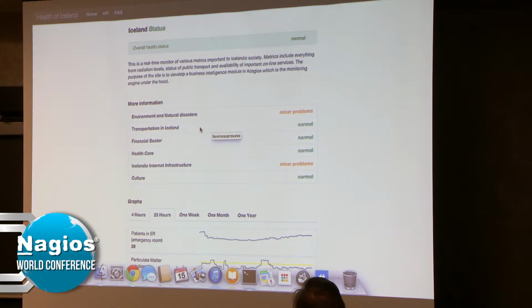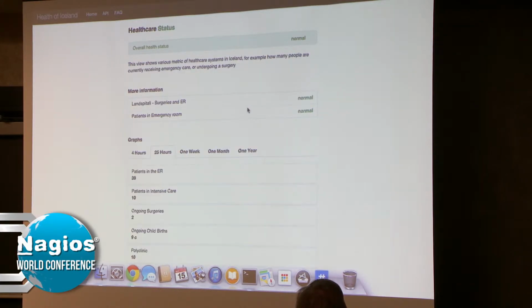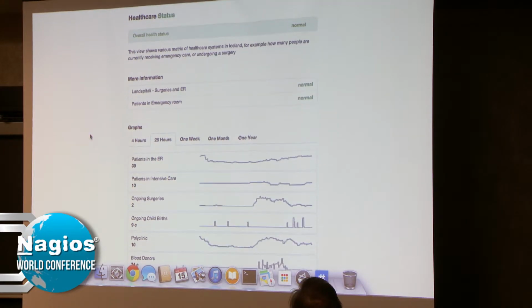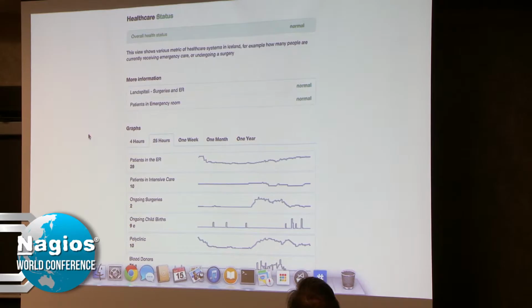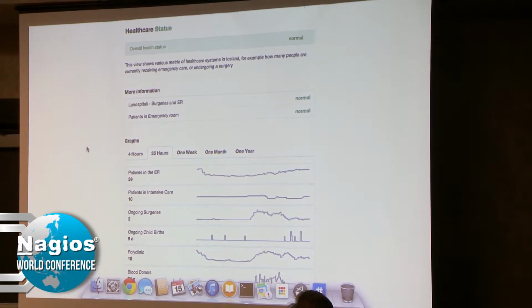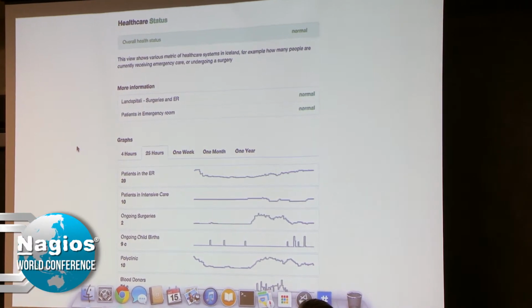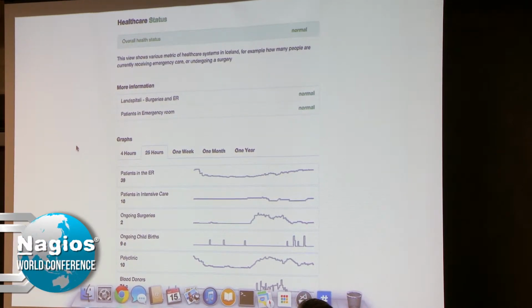What else do we have here that is good? We monitor healthcare in Iceland. We do take a lot of graphs, but we don't always convert them into Nagios service checks. But there are some that we do. For example, we watch the emergency rooms in Iceland. And we just make a deduction: if there's a huge amount of people waiting to get into the emergency room, potentially something happened and there is a problem.